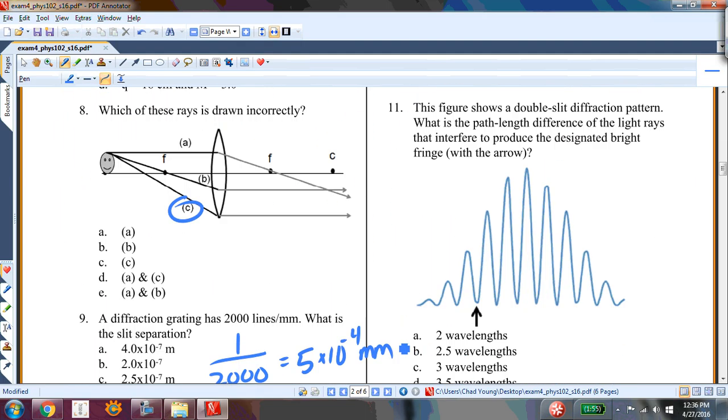This figure shows the double slit diffraction pattern. What is the path length difference? This is 0 path lengths, half a wavelength, 1 wavelength, 1.5 wavelengths, 2 wavelengths, and 2.5 wavelengths. So B is the right answer.